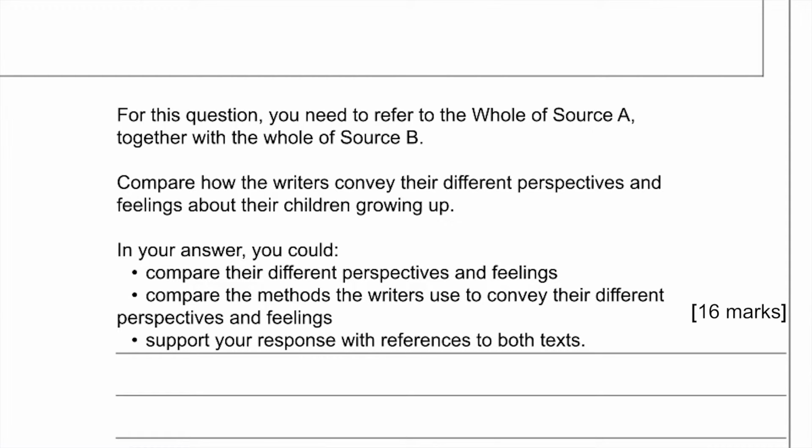Let's begin with the first bullet point, compare their different perspectives and feelings. In order to understand what each author's perspective and feeling is, a good place to begin is thinking about their purpose for writing their piece. Often, the context box at the top of the exam paper can help you figure this one out.